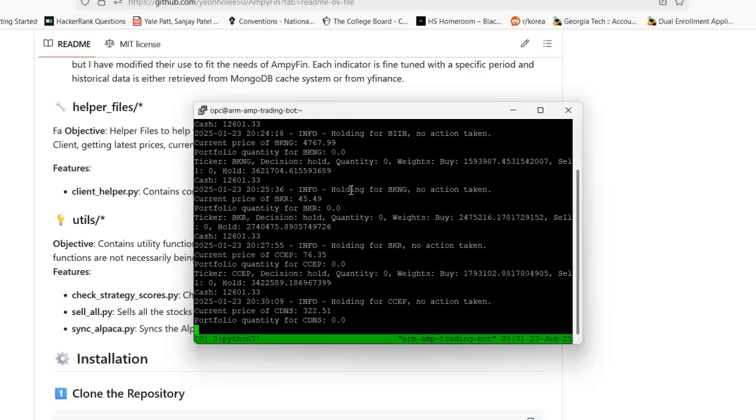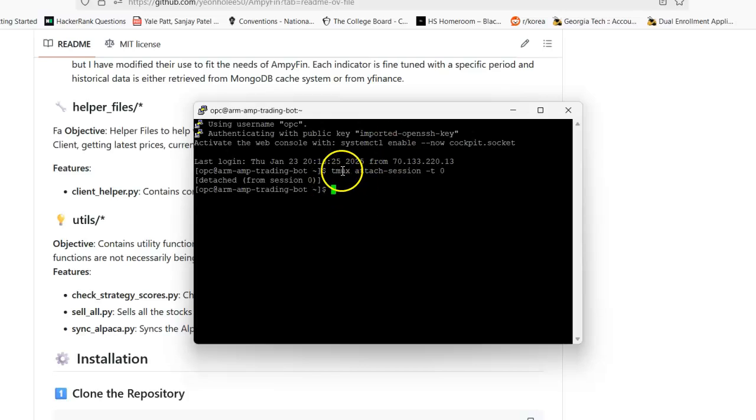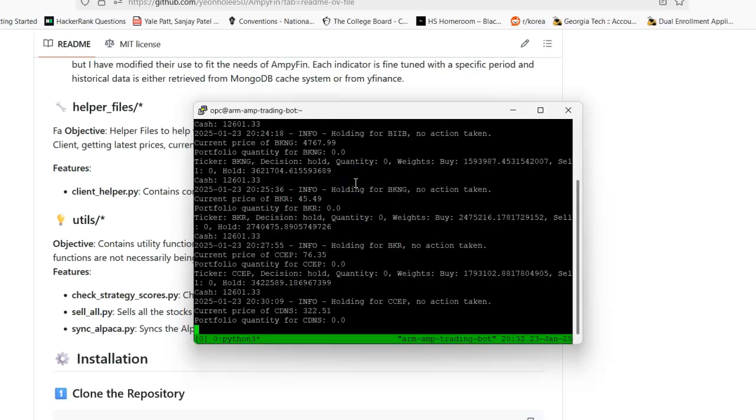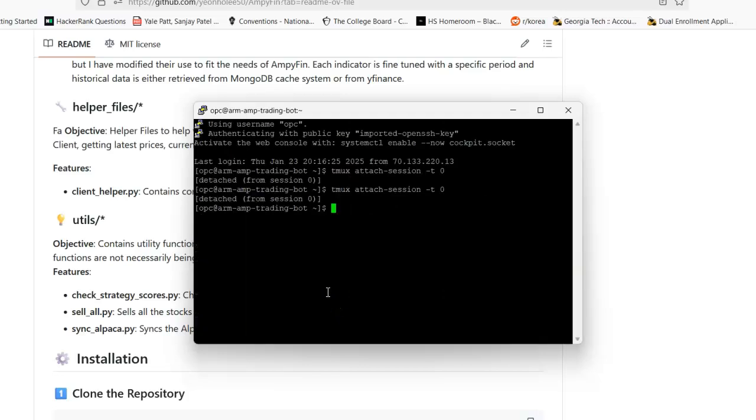So right now I'm running trading client.py, and it's at 0. Oh, for people who are wondering, TMUX is a multiplexer. For this, you can't have two separate terminals like you have with VS Code. So that's why I use TMUX. So that's the trading client.py. It's still calculating for CD for that security.